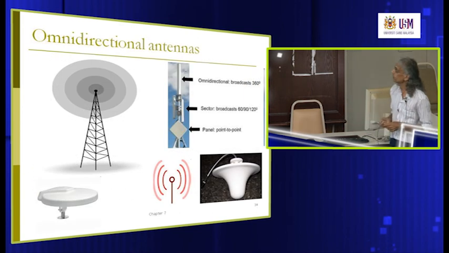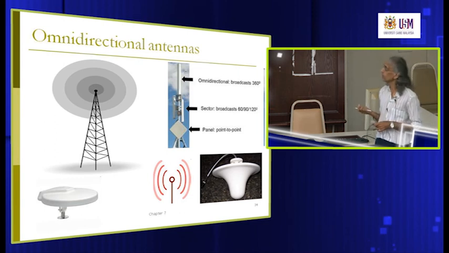So this is what the antennas look like. Omnidirectional antennas are basically something like this, round antennas, because they transmit the signals in all directions. Now, if you look at this kind of antennas, there are three different types here. The one on top, which is circular, a cylinder type, is basically the omnidirectional.